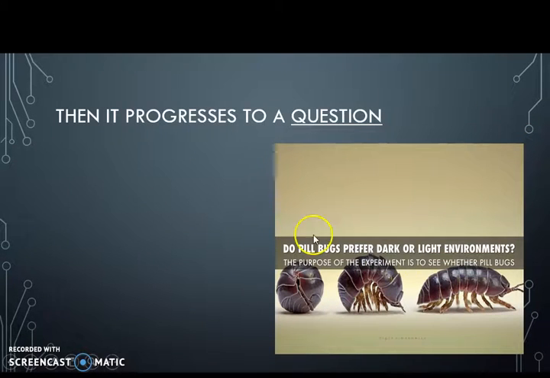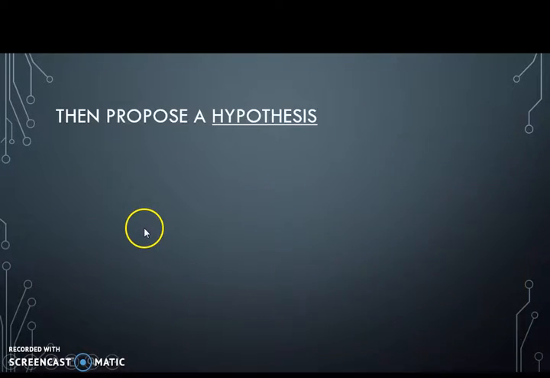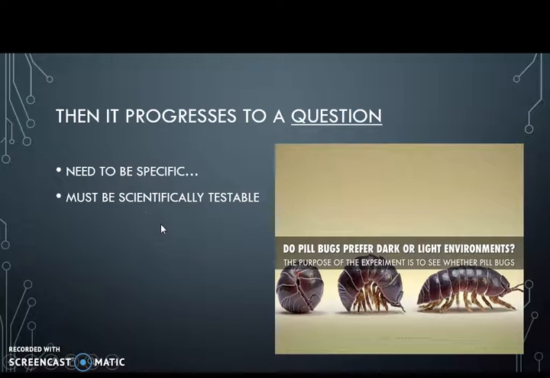So in this example, let's say you notice that maybe it seems like I see them more in dark, gross places. So we've got to formulate a question. The question has to be specific and it has to be testable scientifically. Now that could be in a regular lab setting. That could be just compiling statistics and data, which is also scientifically testing something. However you do it, you have to make sure that it is testable.